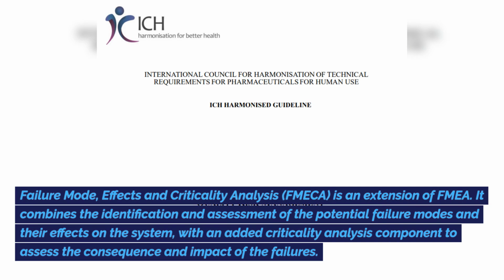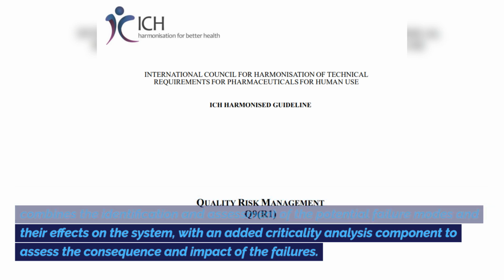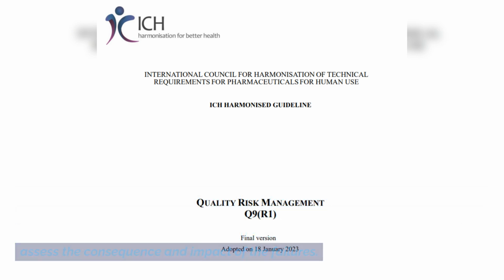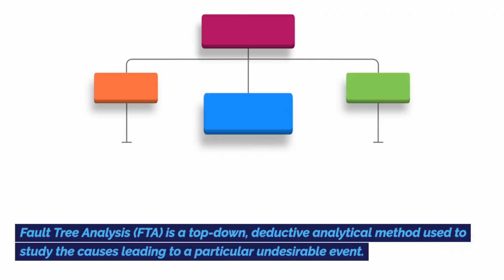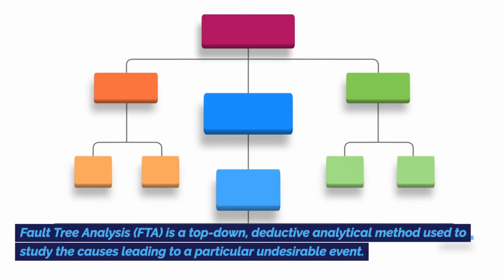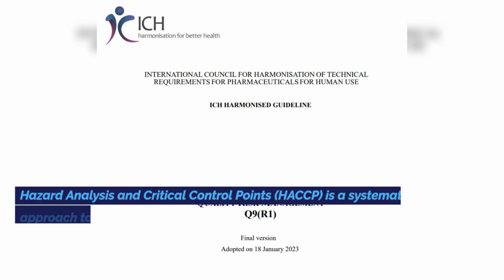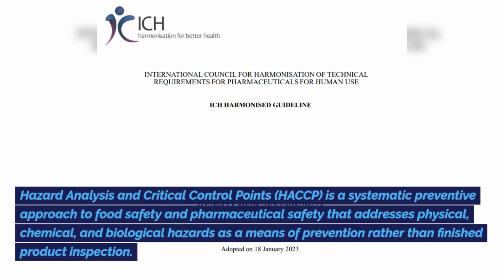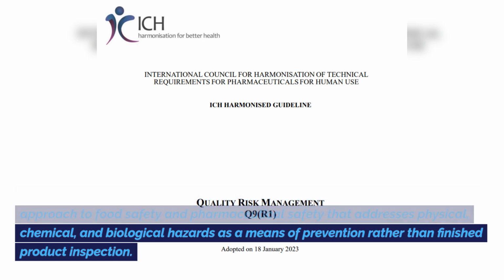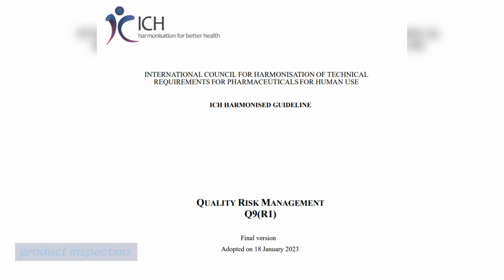It combines the identification and assessment of the potential failure modes and their effects on the system, with an added criticality analysis component to assess the consequence and impact of the failures. Fault tree analysis, FTA, is a top-down, deductive analytical method used to study the causes leading to a particular undesirable event. Hazard analysis and critical control points, HACCP, is a systematic preventive approach to food safety and pharmaceutical safety that addresses physical, chemical, and biological hazards as a means of prevention rather than finished product inspection.